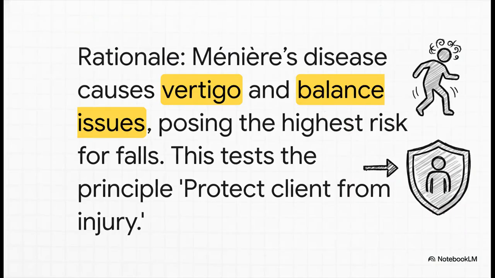The correct answer is number 1. And this just illustrates the point perfectly. Why? Well, because Meniere's disease directly causes vertigo and really severe balance problems, which creates the highest risk for a fall. So this question isn't even about infection, but it comes directly from the safety and infection control category because it tests that core principle we just saw on our list: protect client from injury.